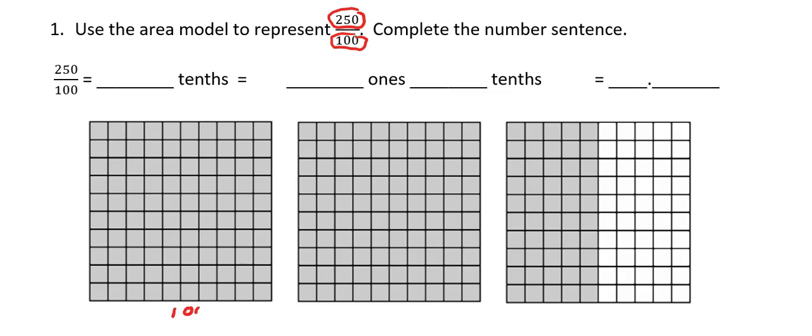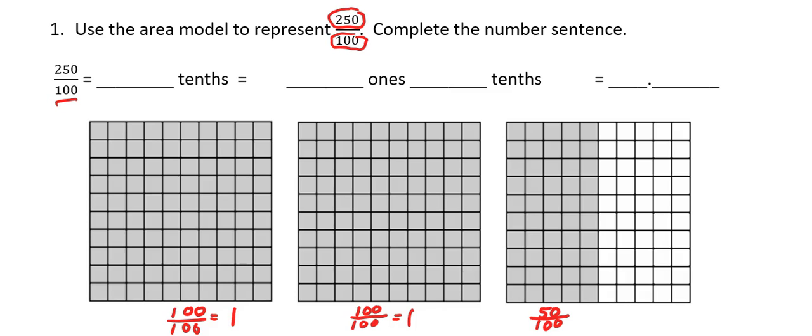There are 100 pieces and all of them have been shaded in, and 100 100ths is the same thing as one whole. The second model shows the same thing. 100 pieces shaded in out of the 100 available, and that also equals one whole. In the last model, I have 50 pieces shaded in out of the 100, so that would represent 50 hundredths.